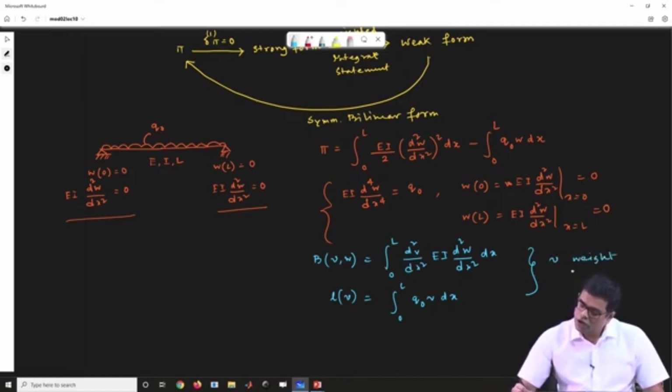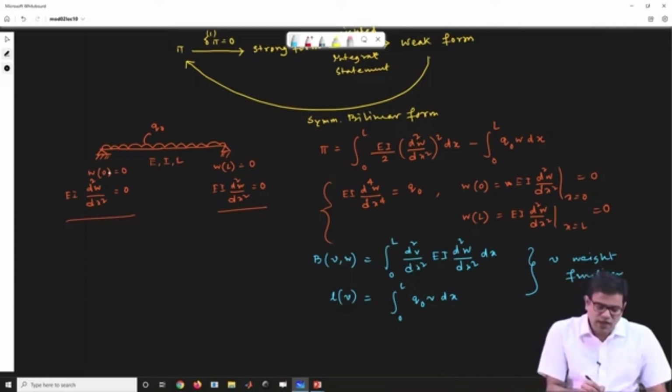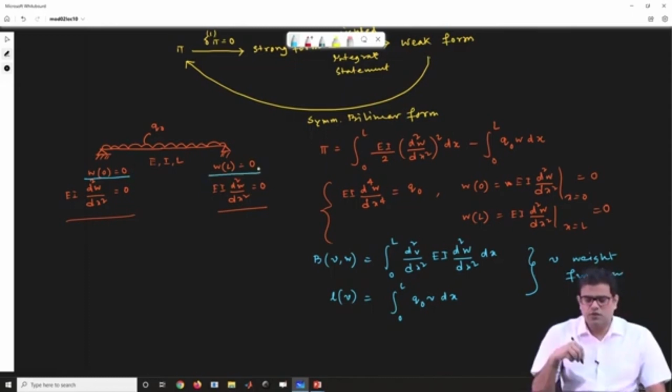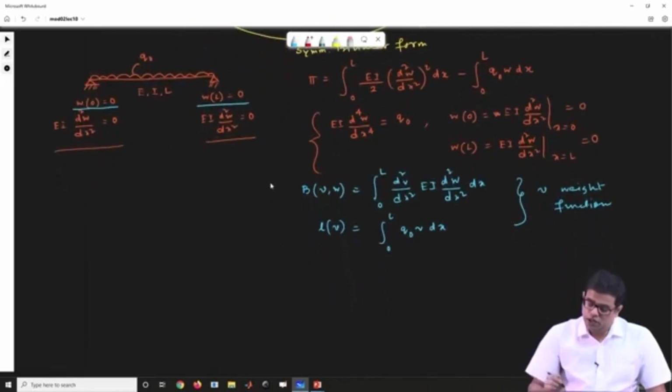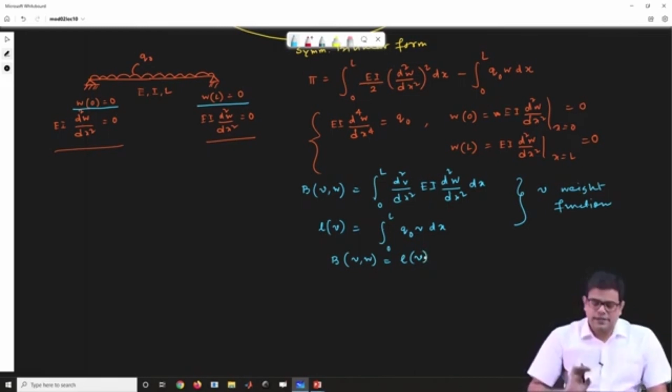So what is the requirement for v to be admissible? That v has to satisfy the homogeneous boundary condition. So at x equals 0 it has to be 0, and at x equals L it has to be 0. So that is the homogeneous boundary condition. So the weak form becomes this: b of v comma w equals L of v. Now, so this is an example.